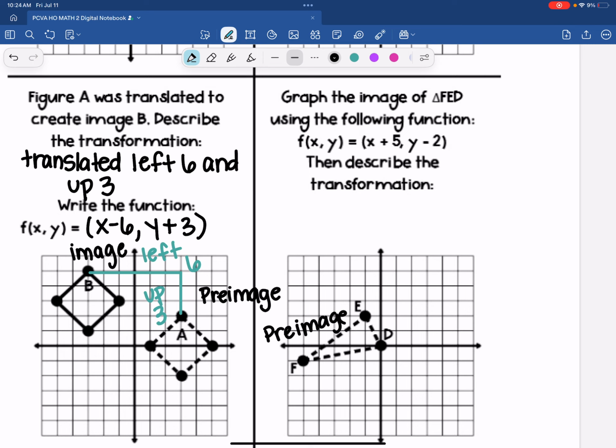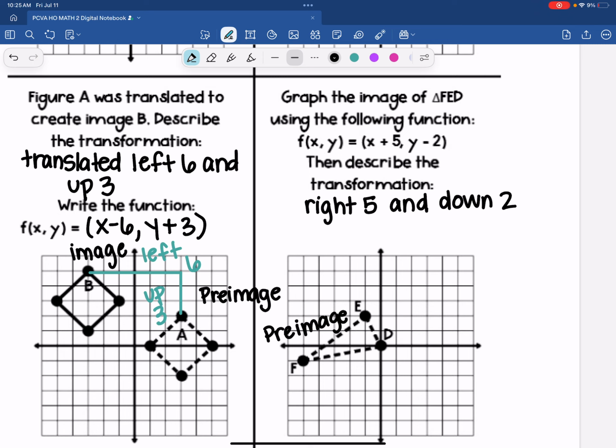right here. And they want us to use the rule. So if I have x plus 5, that means I'm going to the right 5. And then I'm going y minus 2, so we're going down 2. All right, so that means that basically from every point, you could do the rule if you wanted to. Graphically, you could do it graphically. Just kind of depends on if you have graph paper. It might be if you can count. Just depends on what is more comfortable for you.